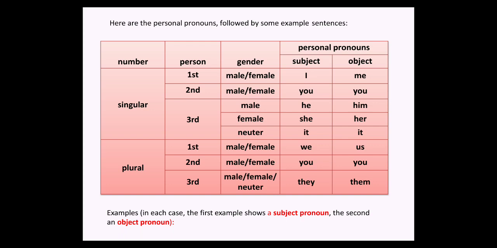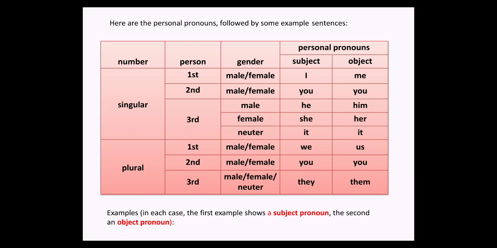Gender, male and female. For subject, personal pronoun I, and object, personal pronoun me. Subject personal pronoun you, object pronoun you. Subject pronoun he for third person, object pronoun him. Subject pronoun she, object pronoun her. Subject pronoun and object pronoun for it is the same.